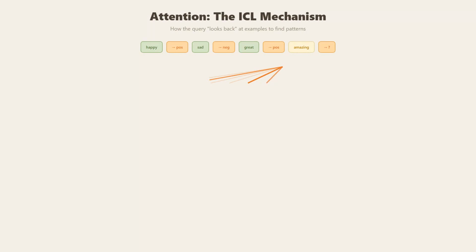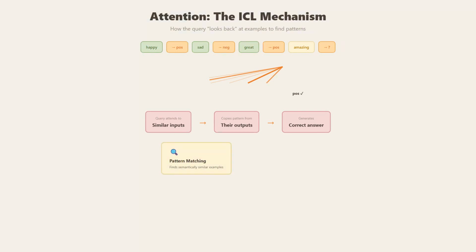When the model needs to predict what comes after amazing, it uses attention to look back at all the previous tokens. The attention weights show where the model is looking. Notice how the lines connecting amazing to other tokens have different thicknesses. The thicker lines indicate stronger attention. The model attends most strongly to the word great and its output positive because great is semantically similar to amazing. It also pays attention to happy and positive for the same reason.